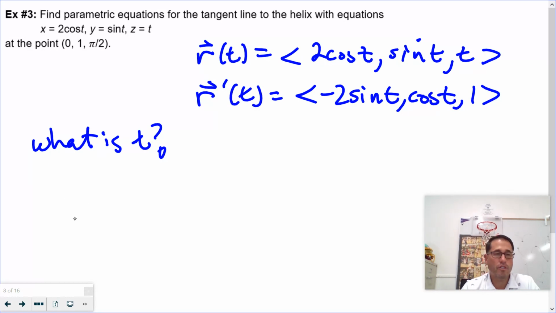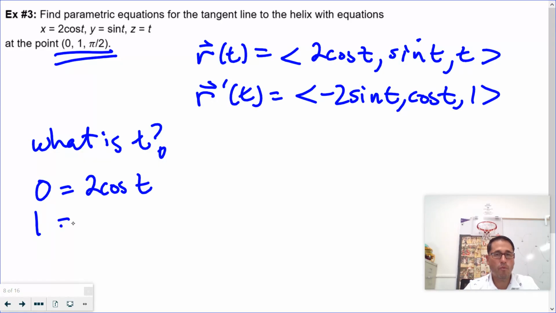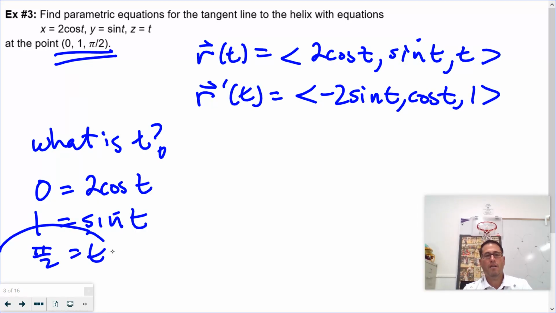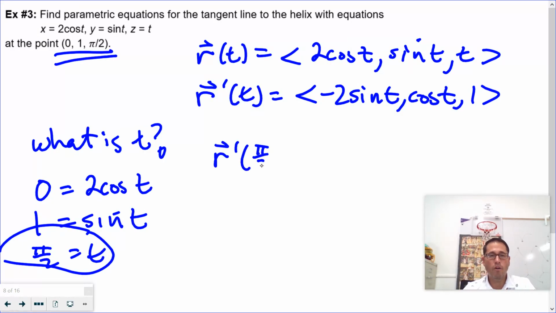I already took the derivative, but if I want to know what is t, here's my point. That means I'm going to set 0 equal to 2 cosine of t, because that's what the x is. We're going to set 1 equal to sine of t, because that's what the y, or the j component, is. And last but not least, we're going to set pi over 2 equal to t. Well, that means t is pi over 2. Makes sense, right?